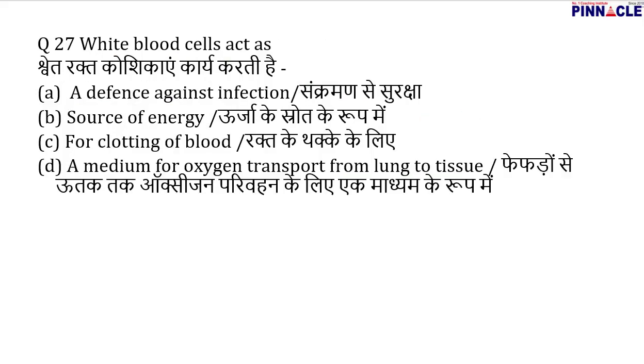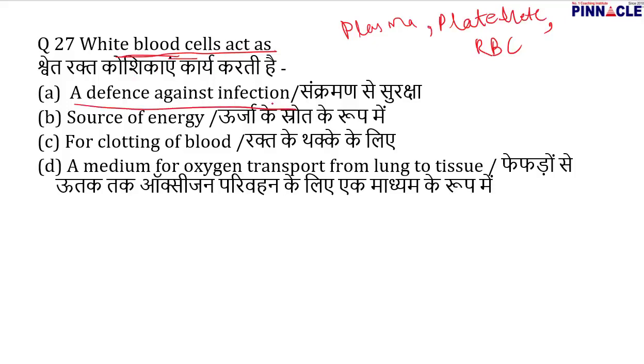Moving to question number 27. Question number 27 asks us what blood cells act as. We know that the blood has four major components. The first component is plasma, then the another component is platelets, then we have white blood cells, and then we have red blood cells. So in this, the white blood cell is important. And what does it act as? So it acts as a defense against infection.